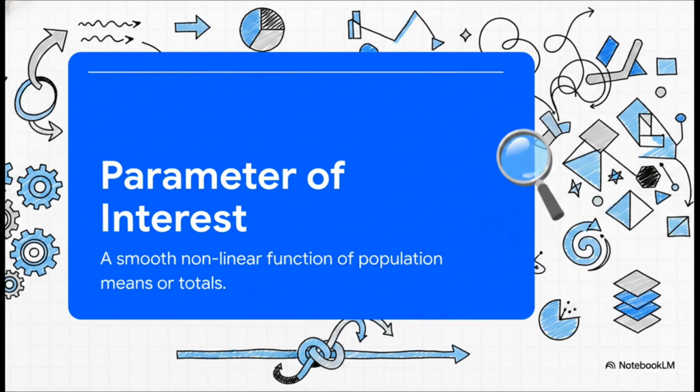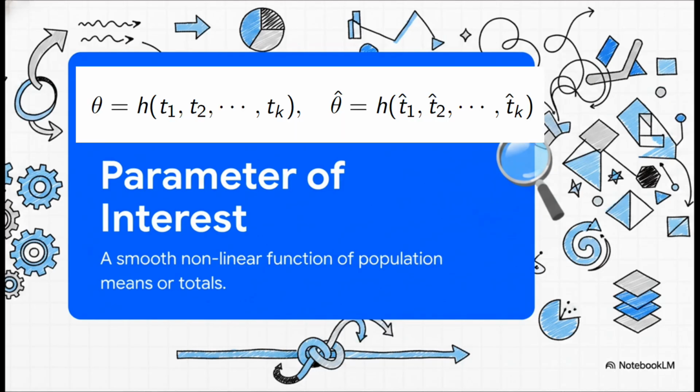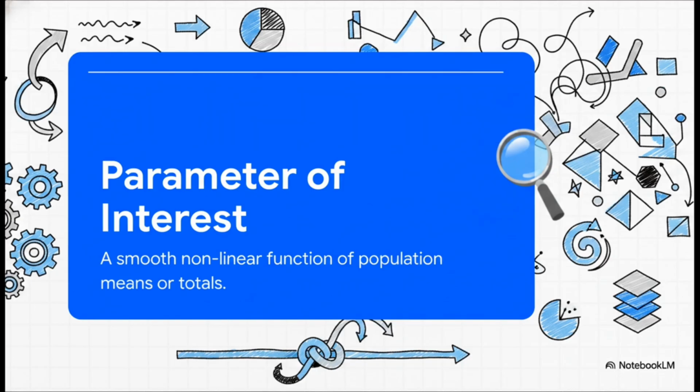That's great, but in the real world, our parameter of interest, which we call theta, is very often a nonlinear, smooth function of those population totals. Think about things like ratios, correlation coefficients, or complex economic indices. We represent this mathematically as theta equals a function, h, of population totals T1 through Tk. And here's the catch. Because h is nonlinear, we cannot just pass the variance operator straight through it like we do with linear equations. It doesn't work. We need entirely new tools to handle this kind of complexity.